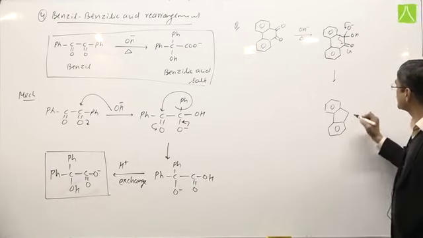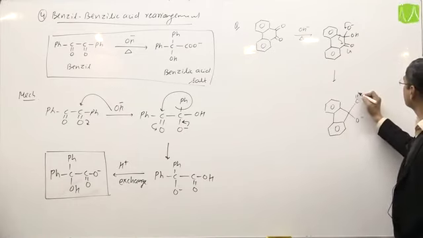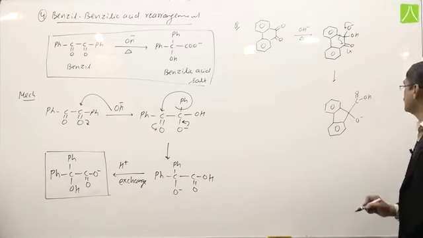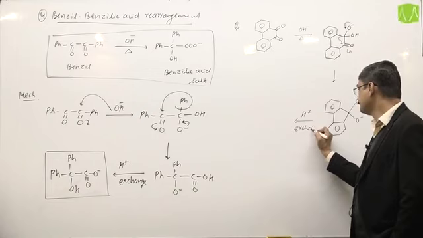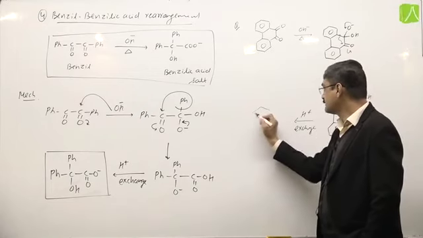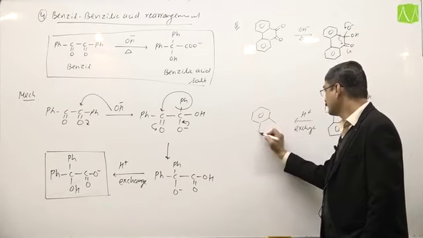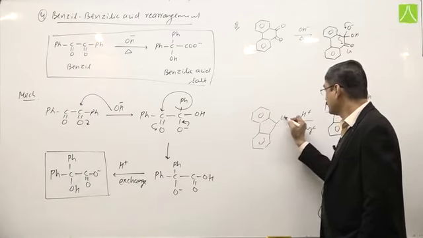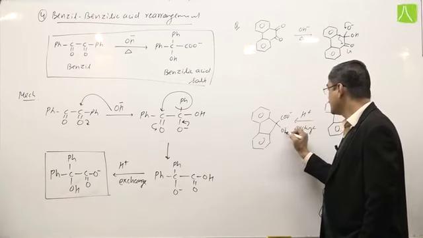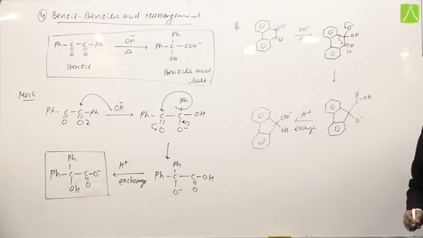The 5-member ring is there. So it is converted into O minus, and this is converted into COOH. So after H plus exchange, product is COO minus, and this is OH. So this is the benzylic acid rearrangement type of reaction.